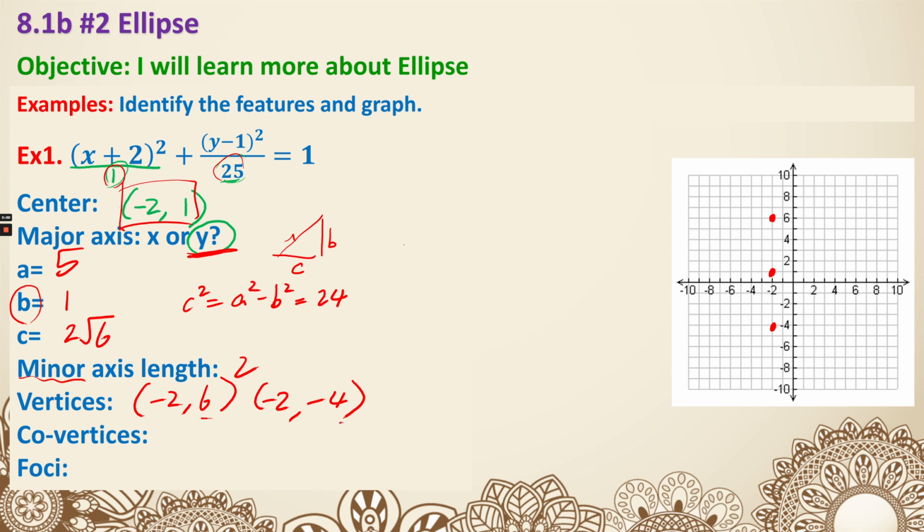So you see the length doesn't change. Between 6 and -4, the length is still 10. Co-vertices, well, this time we're going to use B, and we are going to count left and right by 1. Left 1, right 1.